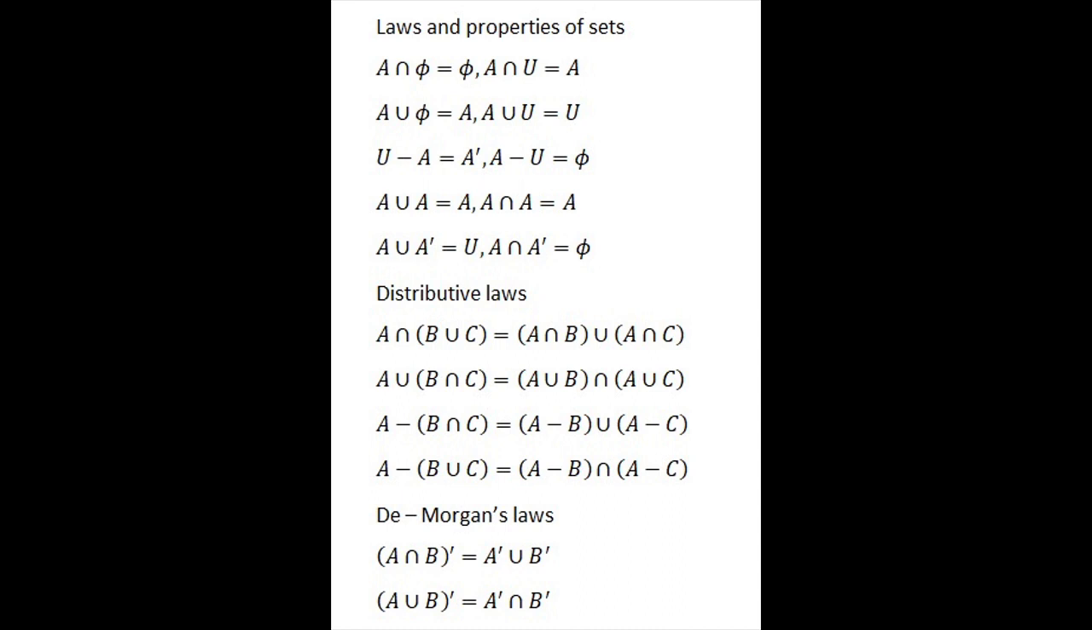And distributive laws. A intersection (B union C) is (A intersection B) union (A intersection C). A union (B intersection C) is (A union B) intersection (A union C). A minus (B intersection C) is (A minus B) union (A minus C). And A minus (B union C) is (A minus B) intersection (A minus C). Okay, and here De Morgan's laws: (A union B) dash equals A dash intersection B dash, and (A intersection B) dash is A dash union B dash.